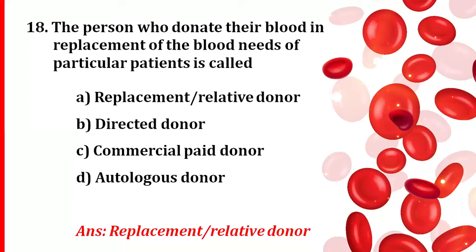So what is meant by directed donor? A directed donor is someone, generally a parent, family member or friend, who donates blood specifically for a patient in advance, scheduled for a procedure or for transfusion. So in advance only, their family members or friends donate the blood.